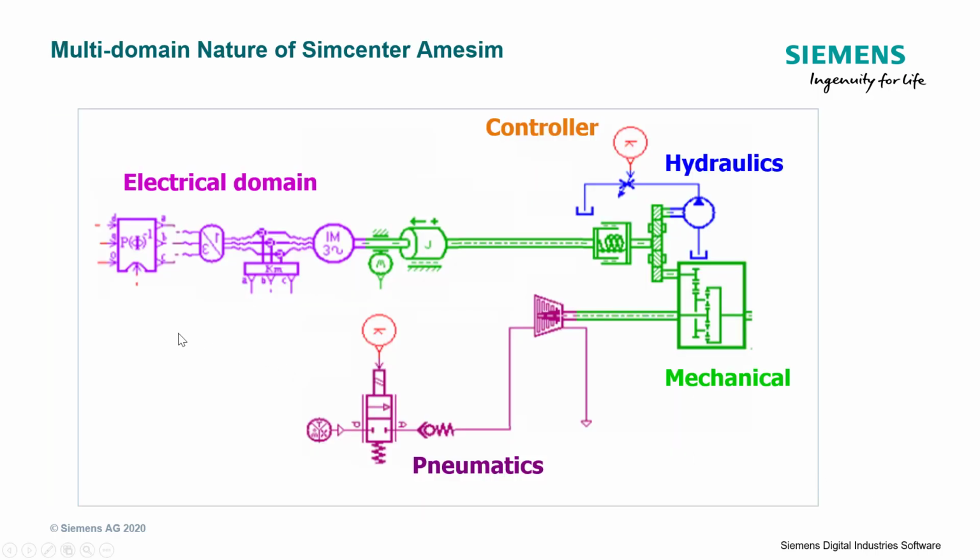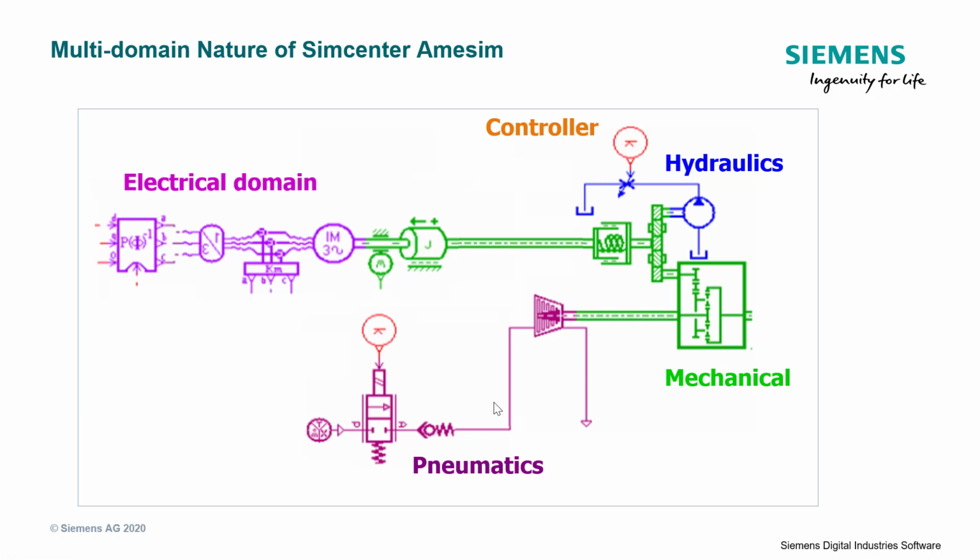On the screen, you see an electric motor attached to a mechanical rotary shaft. Electrical domain is represented in purple color, whereas mechanical domain is represented in green. The rotary shaft drives a hydraulic pump modeled in blue. Mechanical gearbox is connected to a compressor which is part of pneumatics domain as seen in a different color.